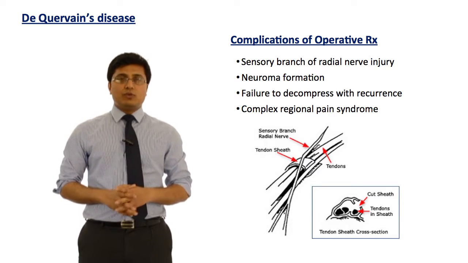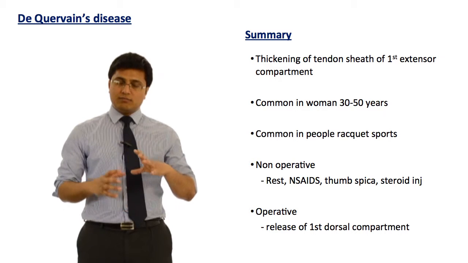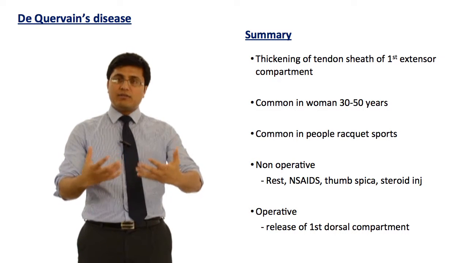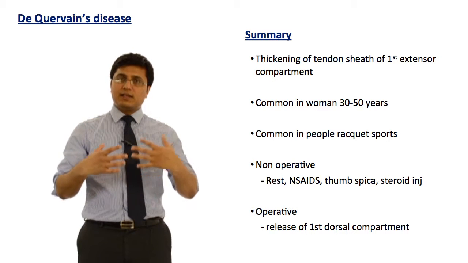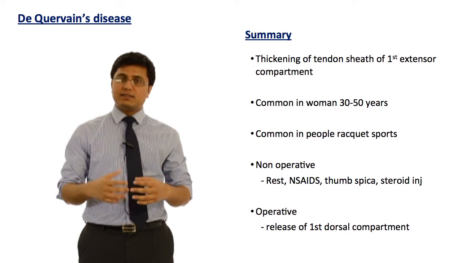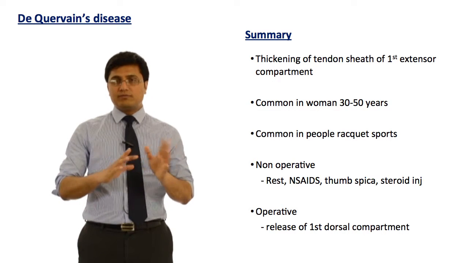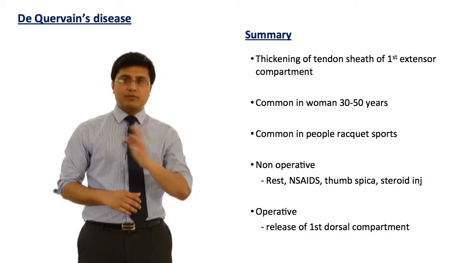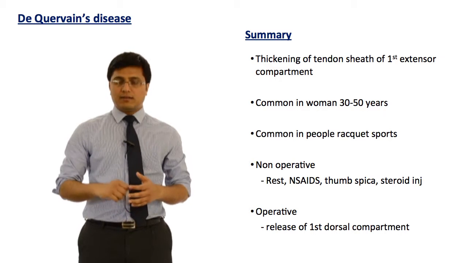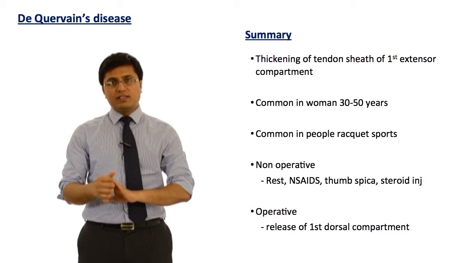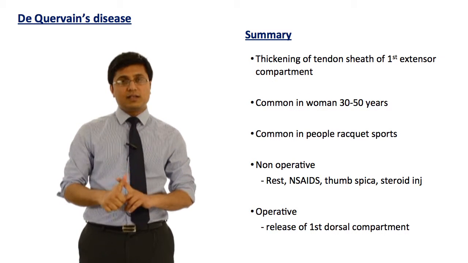So, to conclude, in summary, De Quervain disease is thickening and stenosing synovial inflammation of the covering of the first extensor compartment, which encases abductor pollicis longus and extensor pollicis brevis tendon. It's common in females between the age group of, say, 30 to 50. It's common in people who play racket sports. Pain is mainly located on the radial aspect of the wrist with positive Finkelstein's test and hitchhiker's sign.